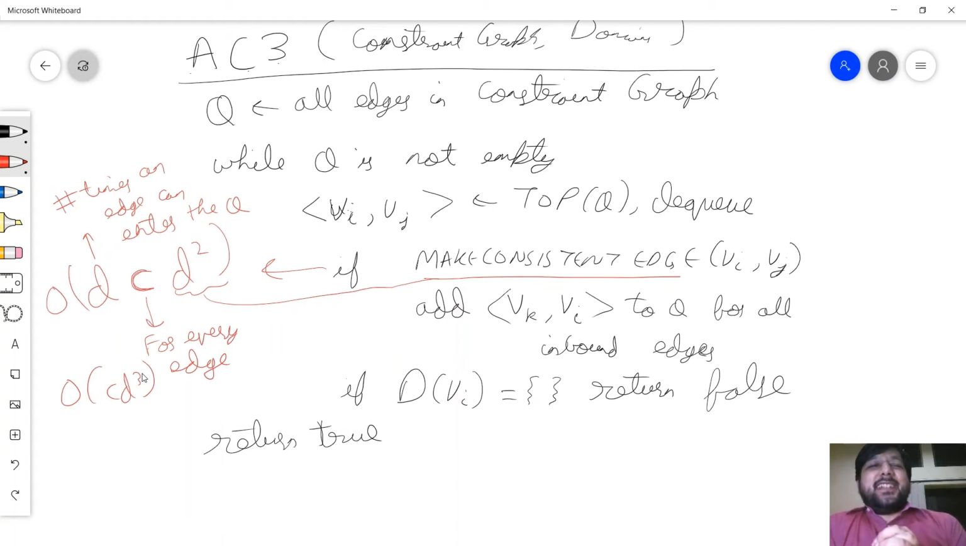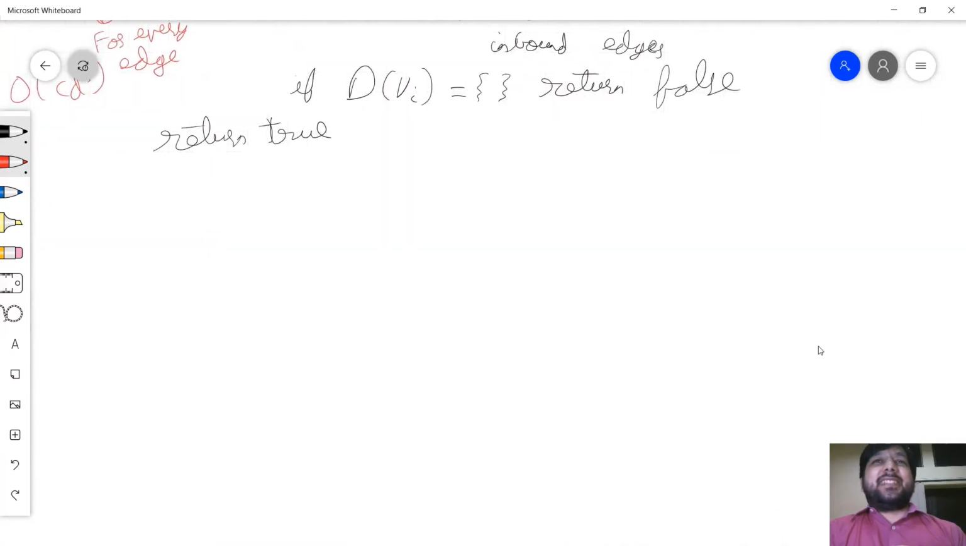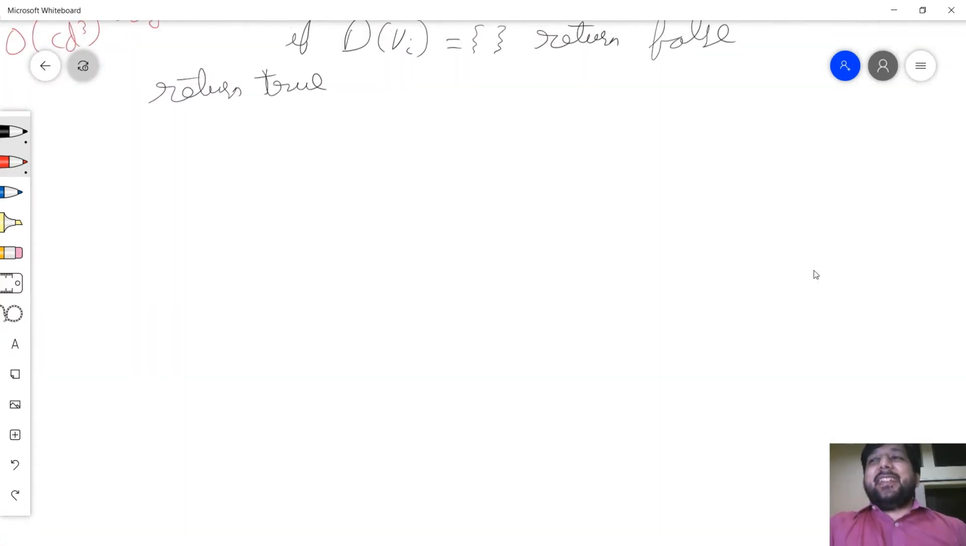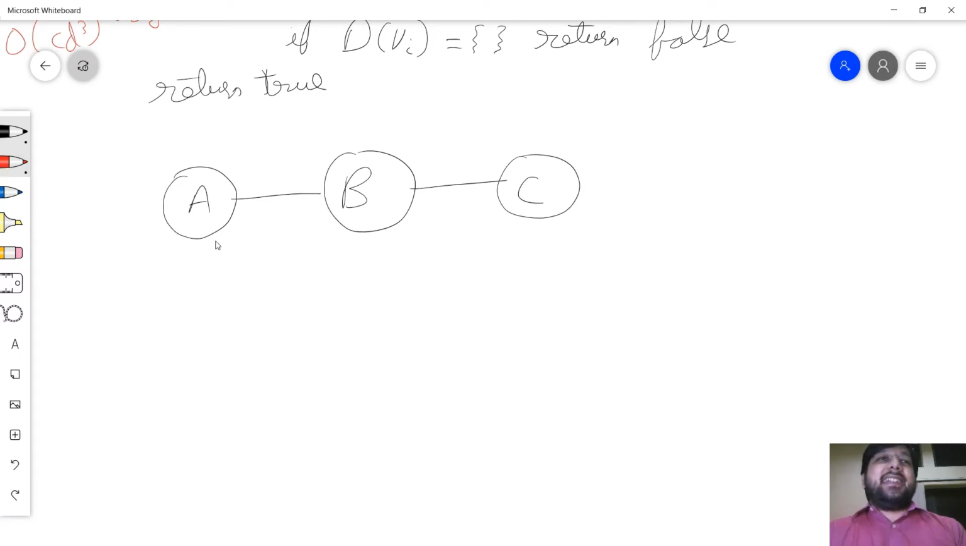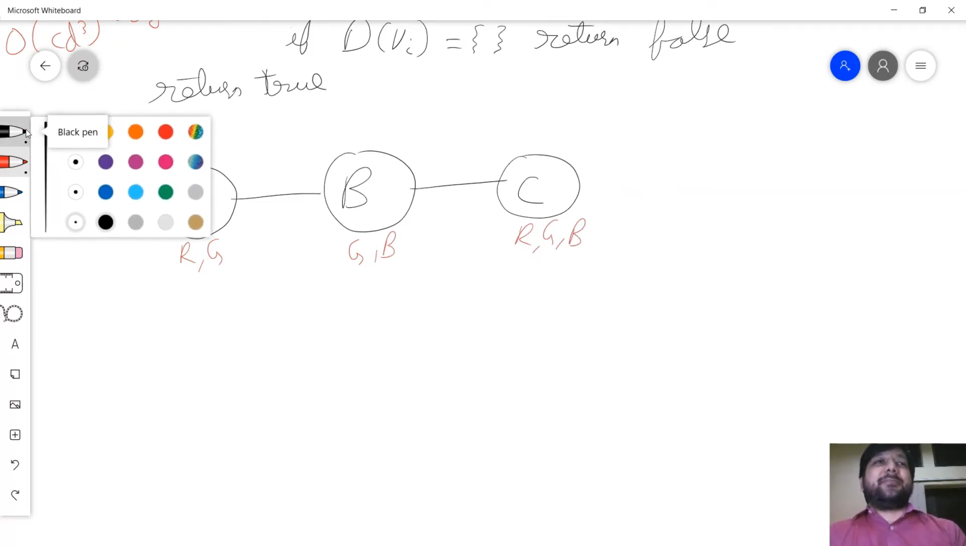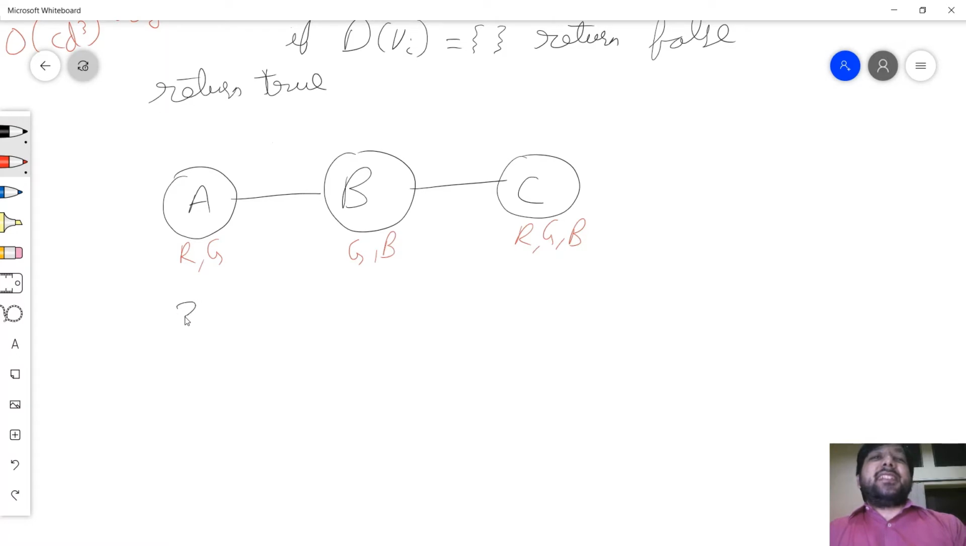We looked at one consistency. We looked at two consistency. Is there a three consistency? Yes. So I'll just name it around, and we'll not study that in detail. So let's take A, B, and C, and let's give in some values: R, G, B. So it's completely consistent as it may appear. A solution is possible.